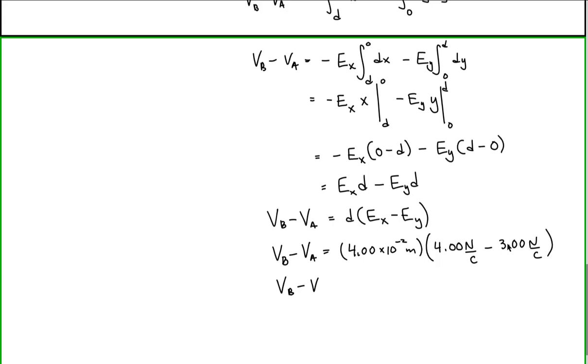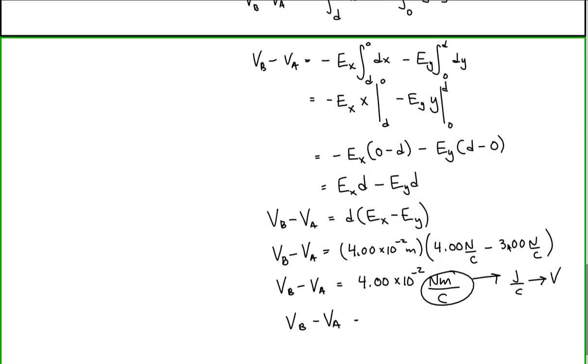When I plug this into my calculator, I get that the potential difference from point A to point B is equal to 4.00 times 10 to the minus 2 Newton meters per coulomb. But remember, a Newton meter per coulomb is the same thing as a joule per coulomb. And 1 joule per coulomb is the same thing as a volt. So the potential difference from point A to point B is equal to 4.00 times 10 to the minus 2 volts.